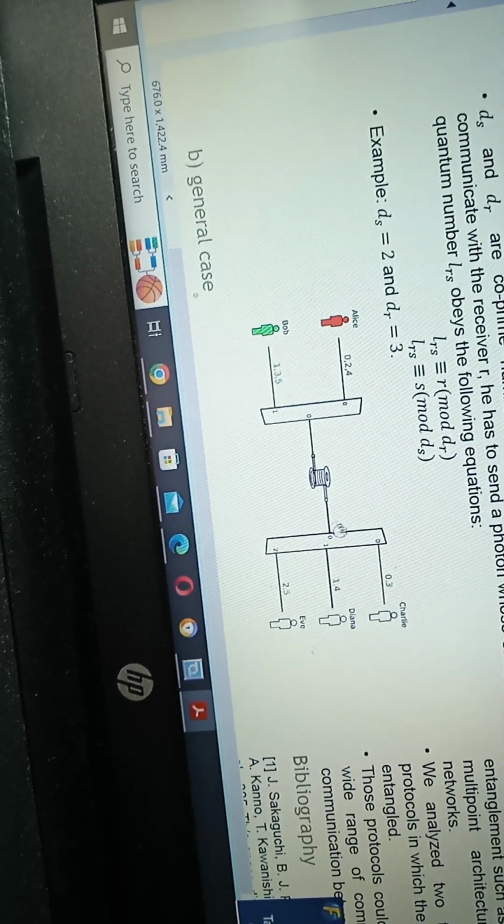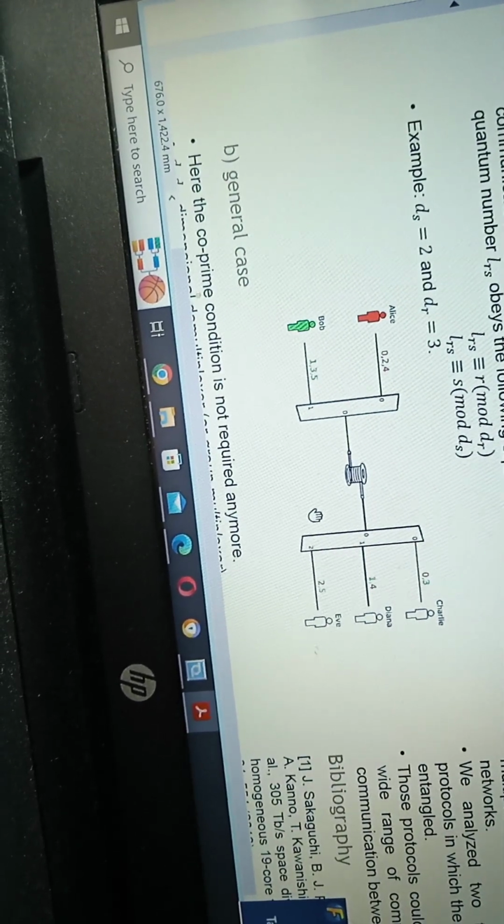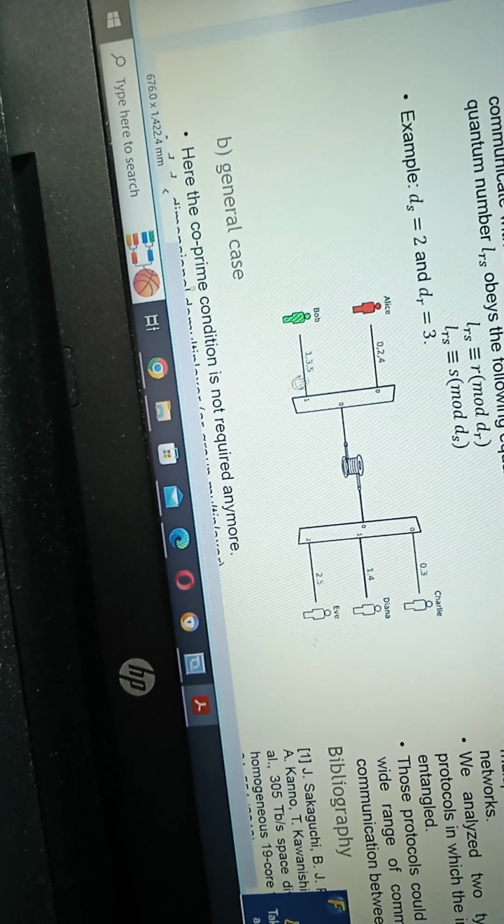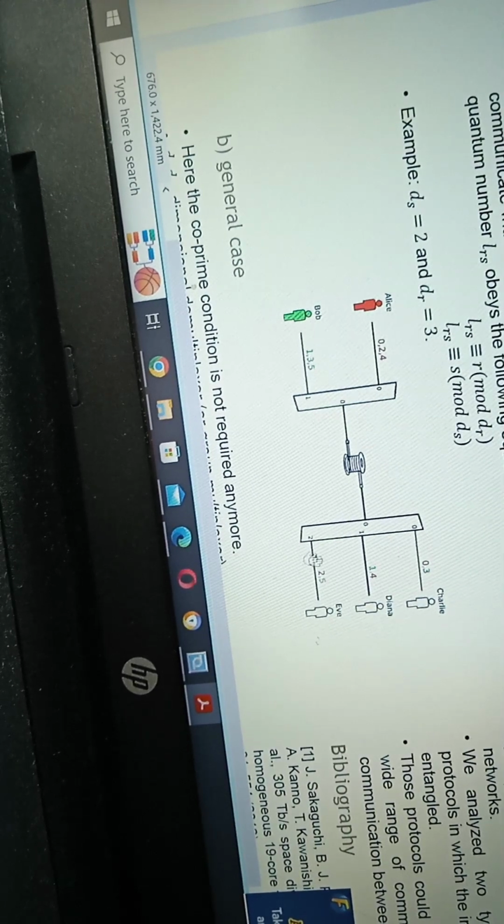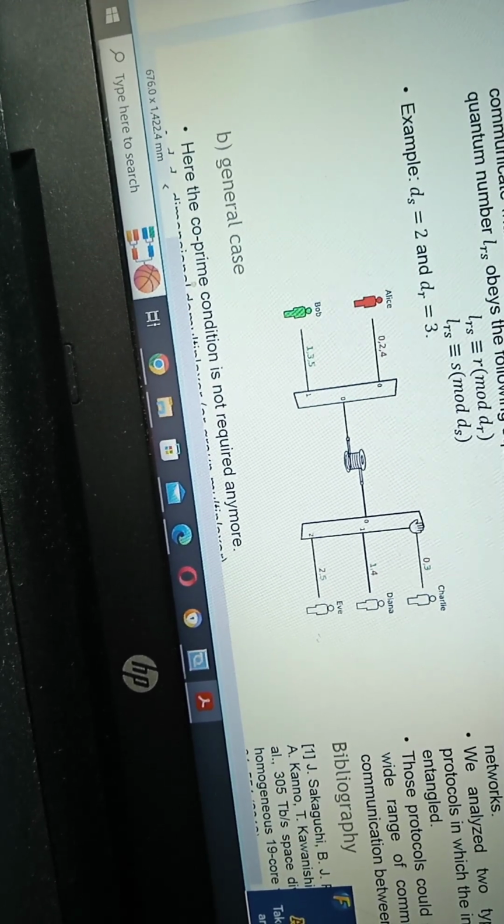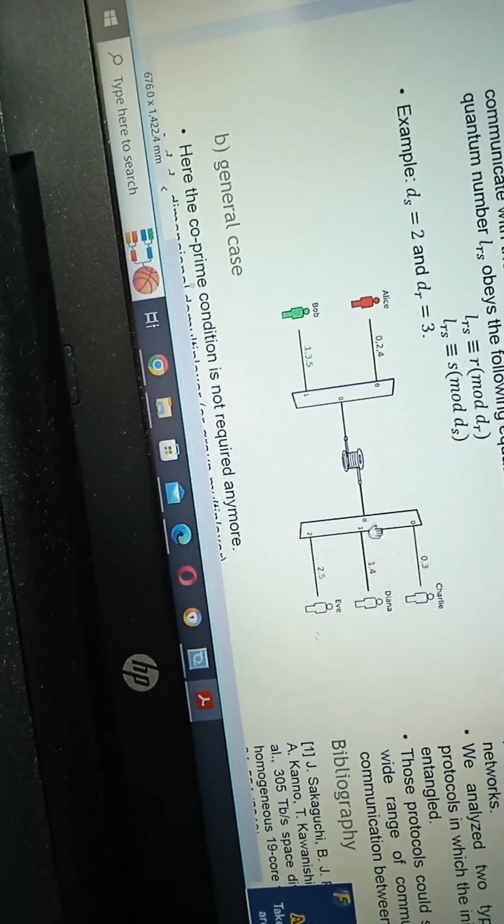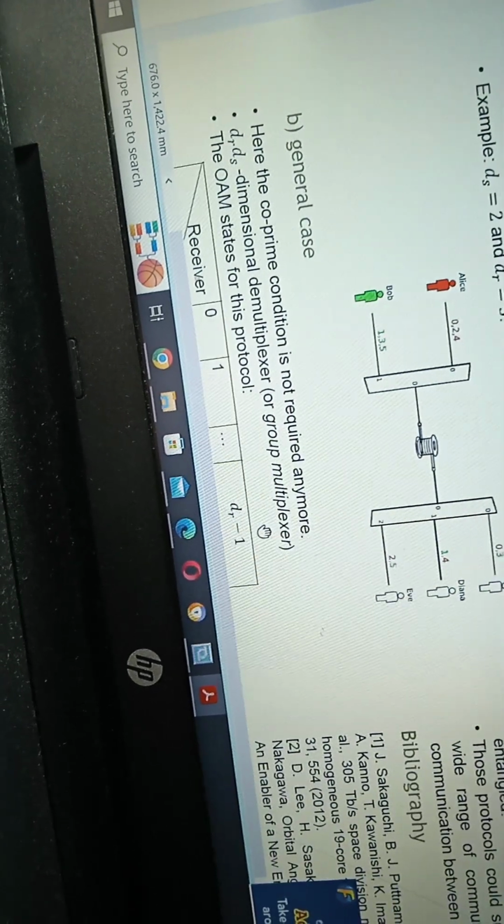So we'll have this dimension, dr, and this dimension, ds, here as the multiplexer dimension, and dr here as the dimension for this sorter. And here we have a table in which we noted every single OIM state in order for any sender to send information to any receiver.